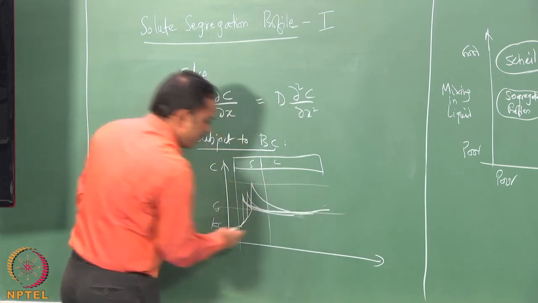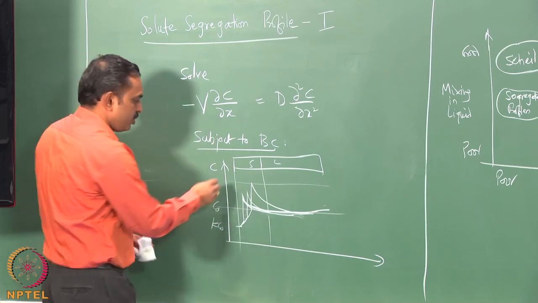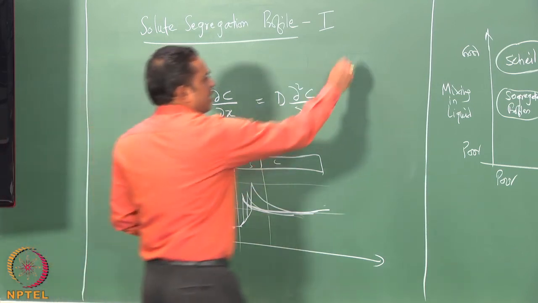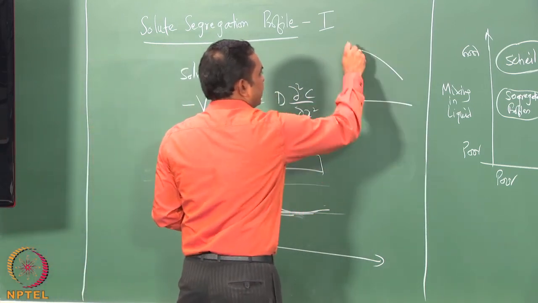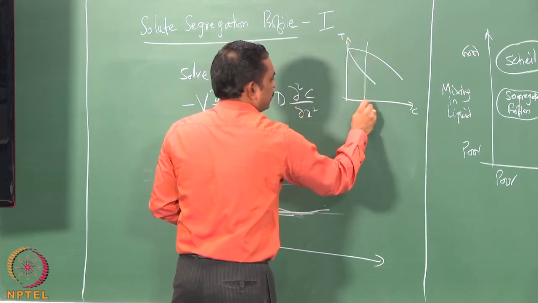At the point that the solid composition reaches C naught, the liquid composition should reach C naught by K. This we have already seen from the phase diagram. Here, to recollect, I will just draw it here.